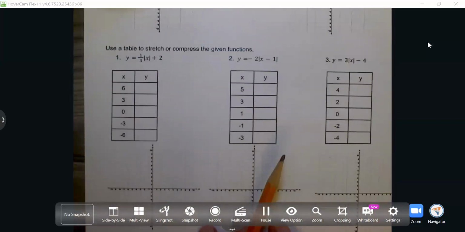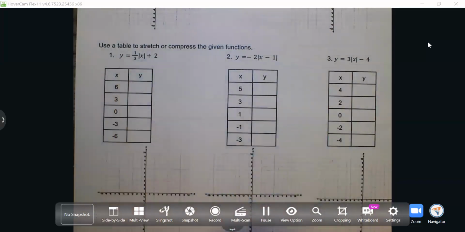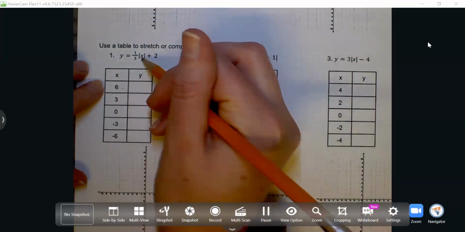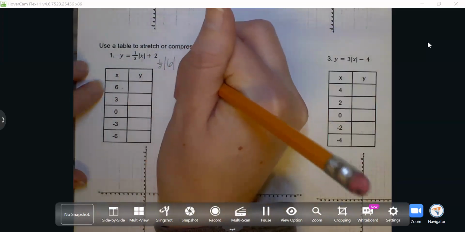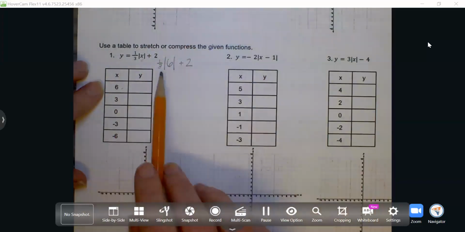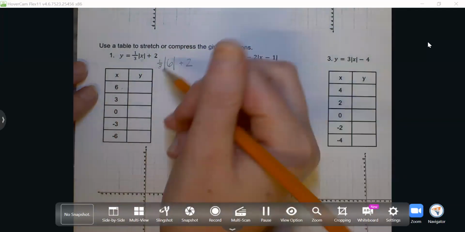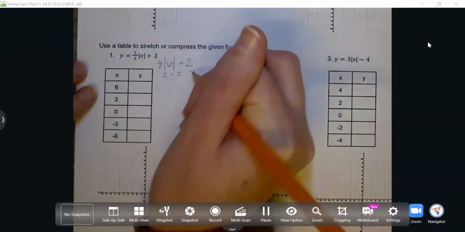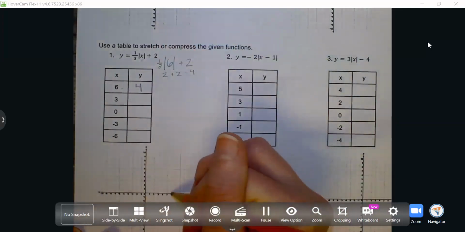So algebraically, we need to remember that anything that goes into the absolute value symbol comes out positive. When I plug a 6 into that spot, so 1/3 times the absolute value of 6 plus 2, I'm essentially taking 6 divided by 3. 6 is already positive. So 6 divided by 3 is 2. And when I add 2 to it, I get 4. And so my first point on my graph is 6, 4.